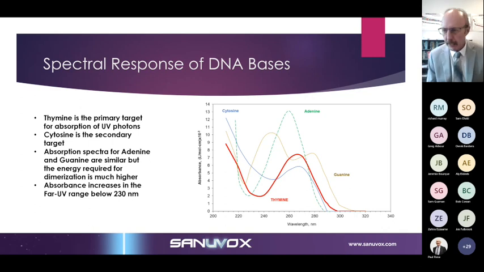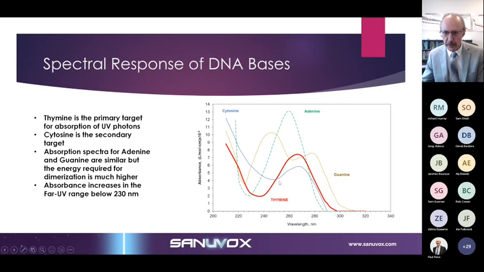Now, instead of looking at E. coli for our germicidal effectiveness, we can take a look at the spectral response of individual DNA bases. Thymine is the primary target. You see it here in the red line. It's the primary target for absorption of UV photons. Cytosine, the other pyrimidine, is the secondary target. And you can see cytosine here in the blue.